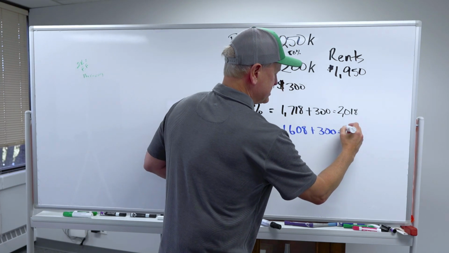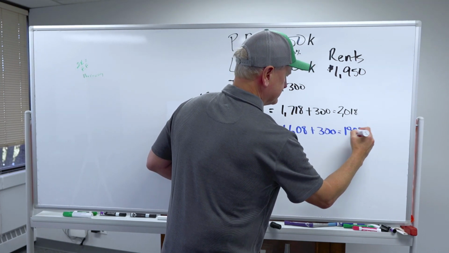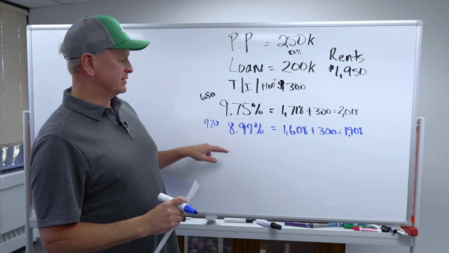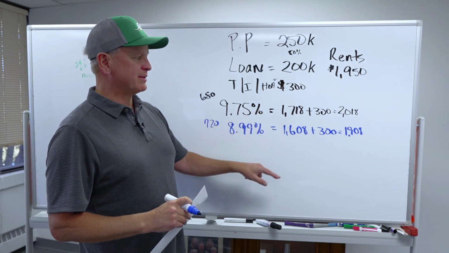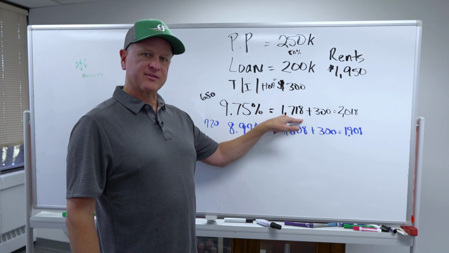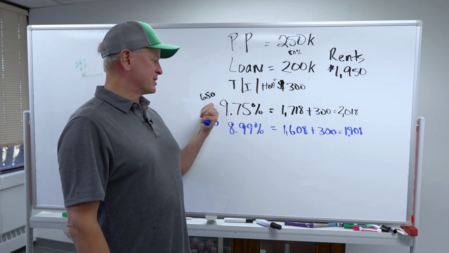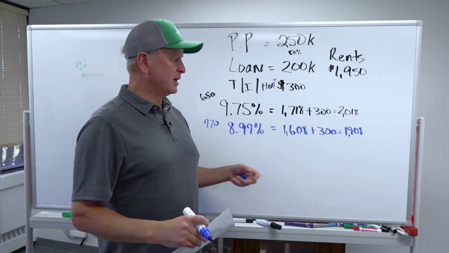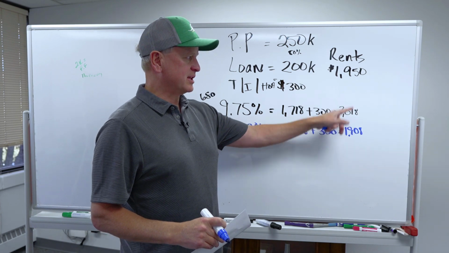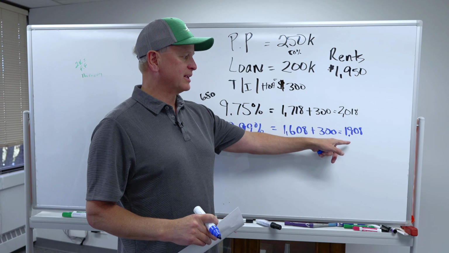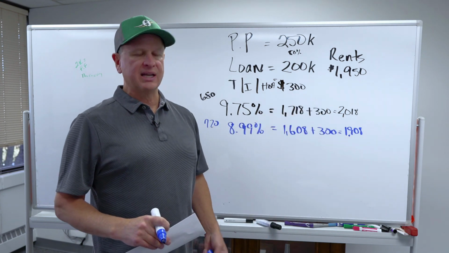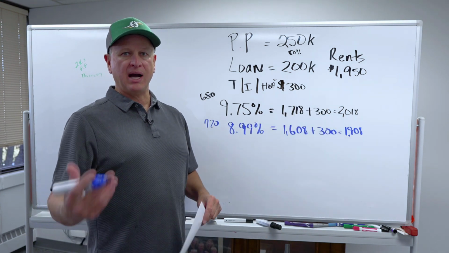$300 means you're going to be paying $1,908. So as rates decrease, whatever it may be, what you've found out now is a property that did not cash flow based on either credit score or just where the markets are, now cash flows. It doesn't cash flow that much, but it still cash flows. We're talking 1908, 1950. You have $42 at least in positive cash flow.